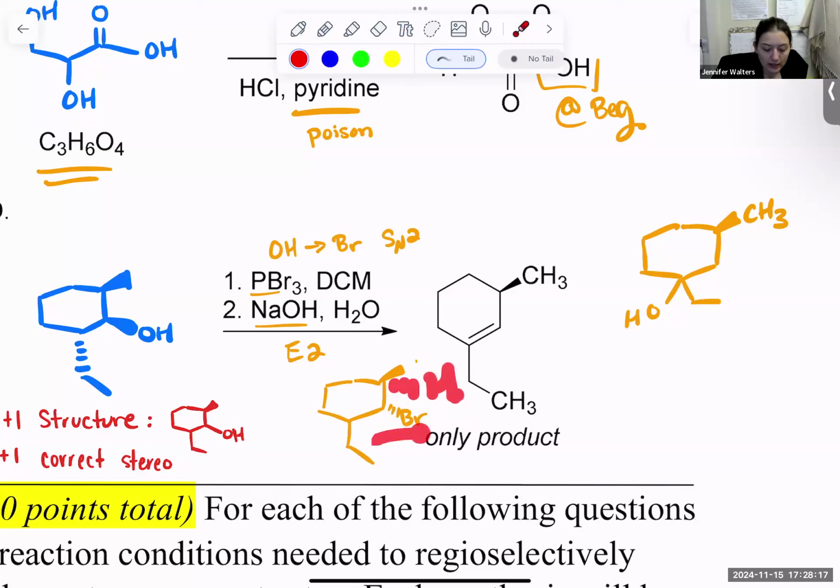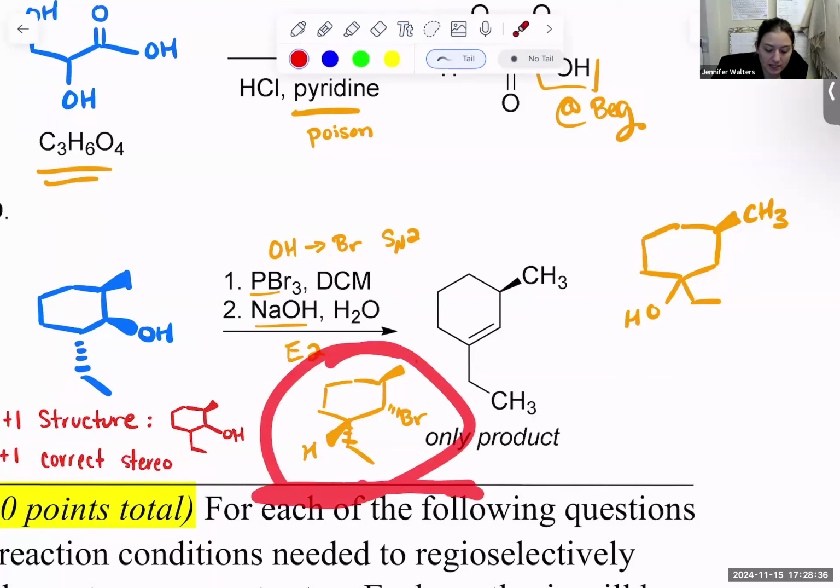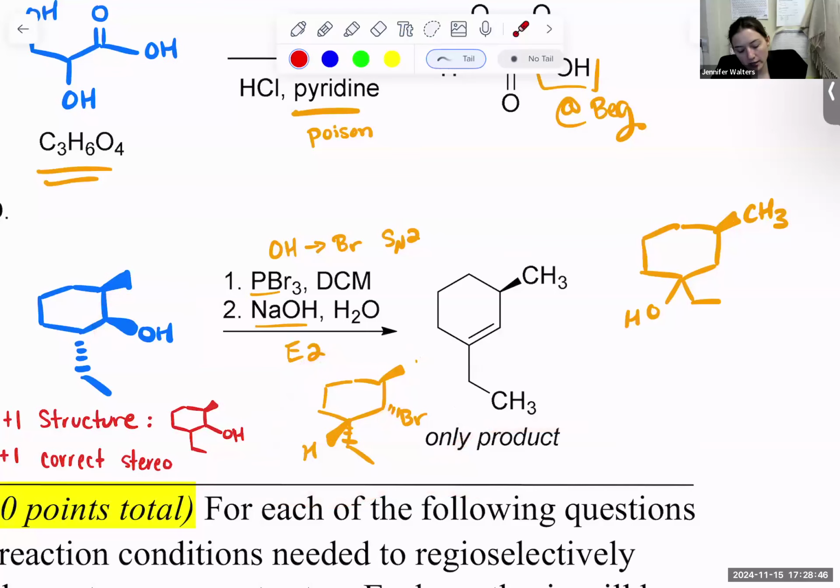If that bromine is on a dash, then I need this ethyl to also be on a dash, because I need the wedged hydrogen in order to do that E2 elimination. So if this is that intermediate, the product of step one, then knowing that step one does an SN2 reaction, I had to have a wedged alcohol to get to the dashed bromine to get to this desired product.